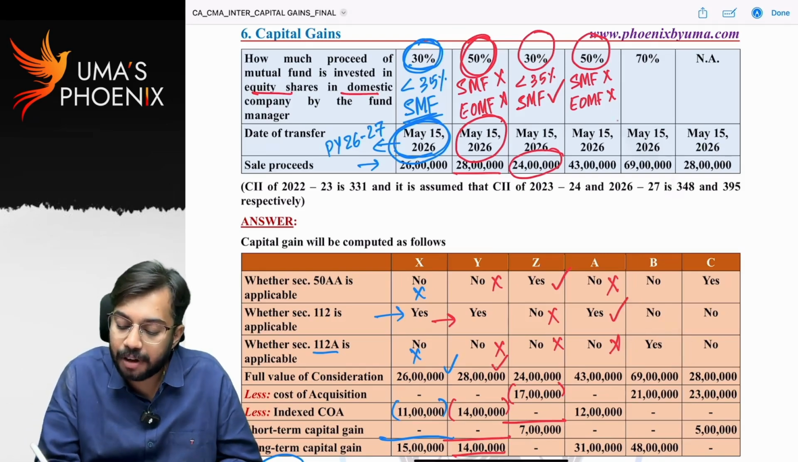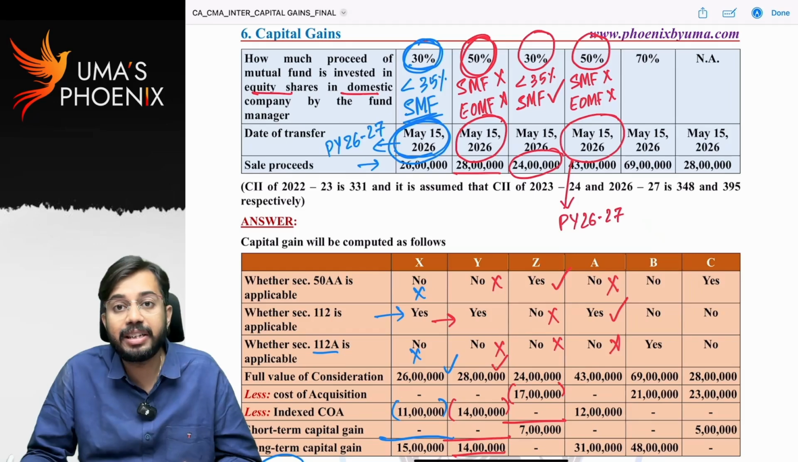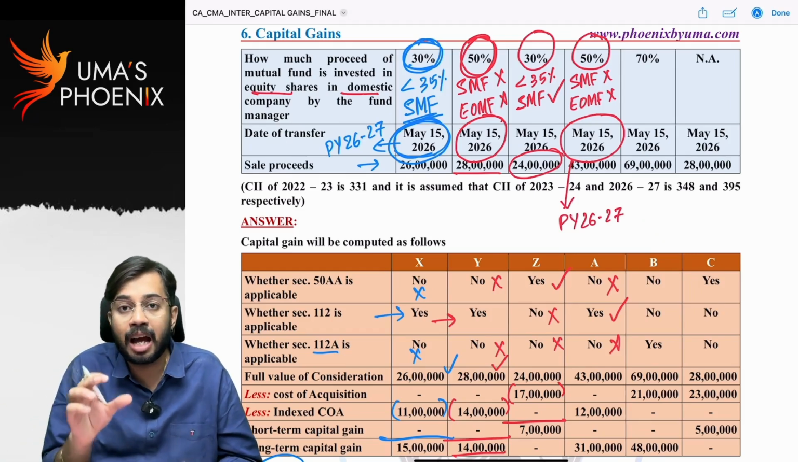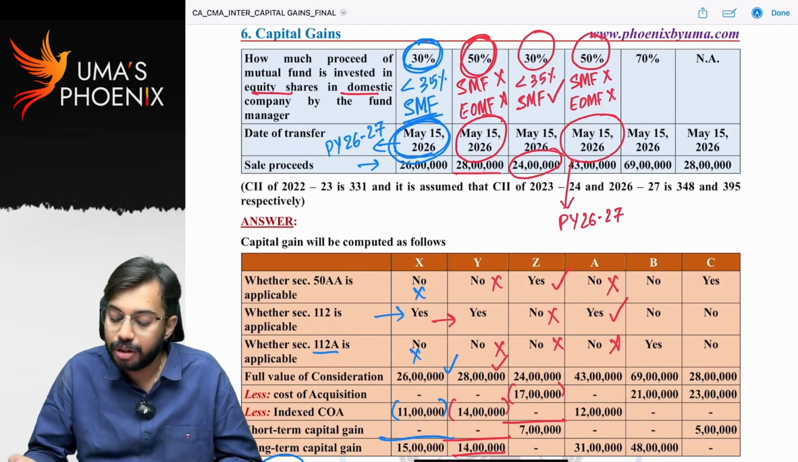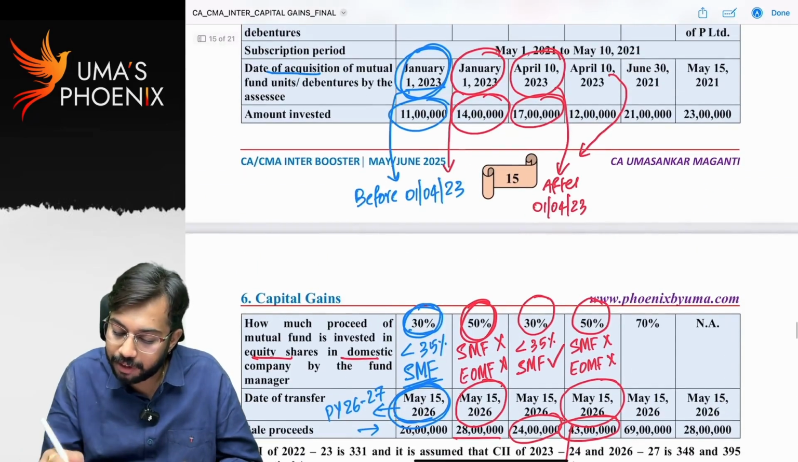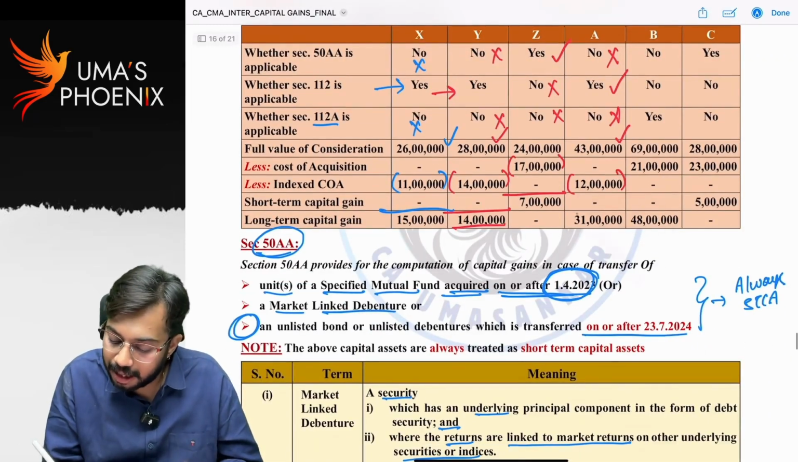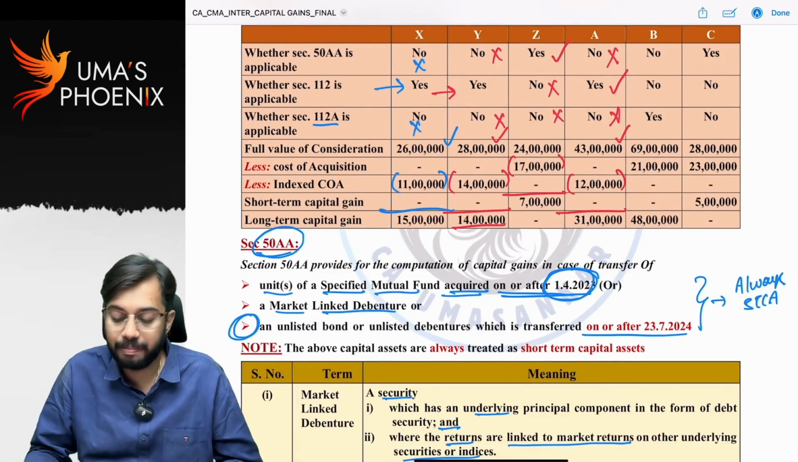But they are transferred on May 15, 2026, which is previous year 26-27. In previous year 26-27, indexation benefit is not available because these are transferred after 23rd July 2024. So sale consideration 43 lakhs minus cost of acquisition. Cost of acquisition is 12 lakhs. Balance 31 lakhs will be considered as long-term capital gain. Is it clear?